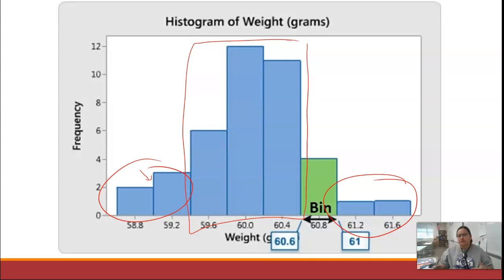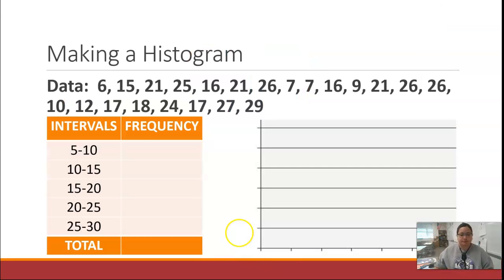Now notice, just like on our previous graphs, we have a title. We have a title for the y-axis, and this will almost always be frequency. And then on the bottom, we have our intervals and labeled the weight, so we know what those intervals represent.